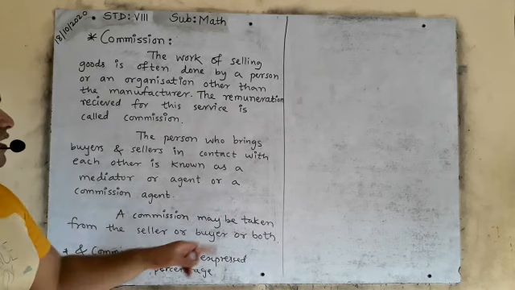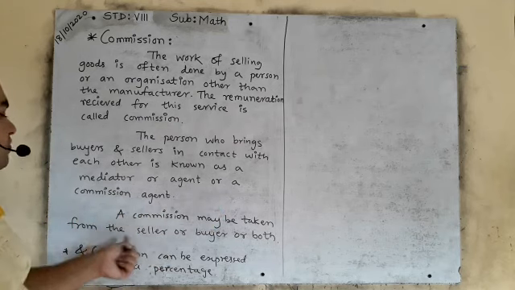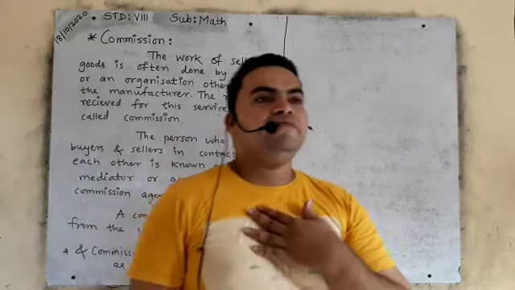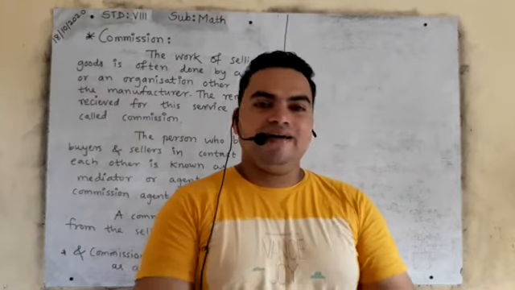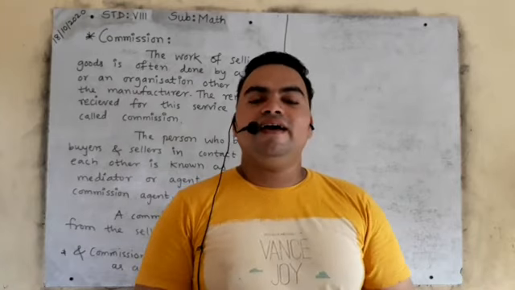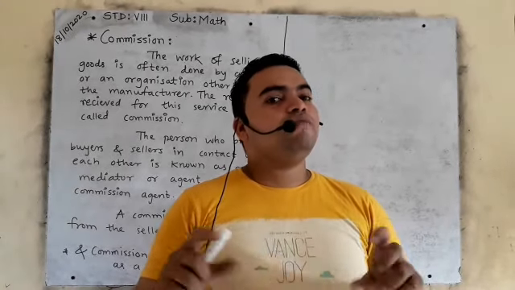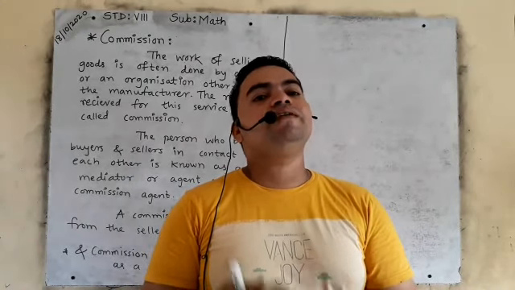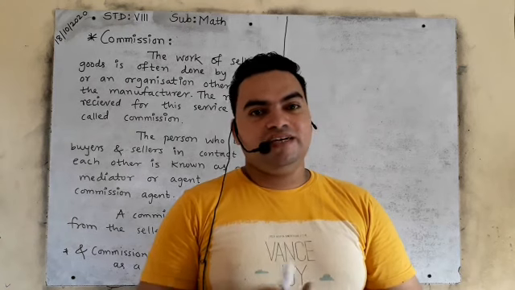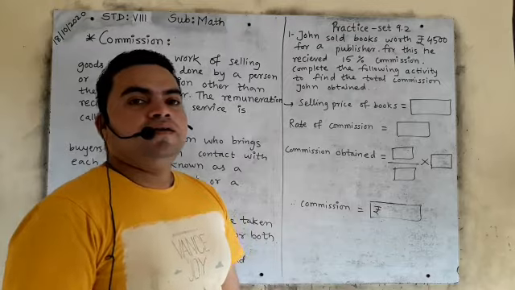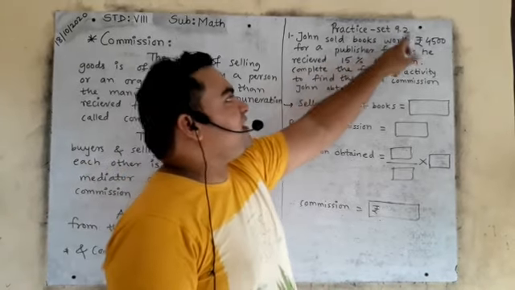A commission may be taken from the seller or buyer or from both, in the form of percentage. See, commission can be expressed as a percentage. It means I will be finding a seller and buyer to buy or sell a land, and I will be taking remuneration from buyer and seller in the form of commission, received in terms of percentage. I hope you understood the explanation of commission. Is it clear? Now we will see practice set 9.2.